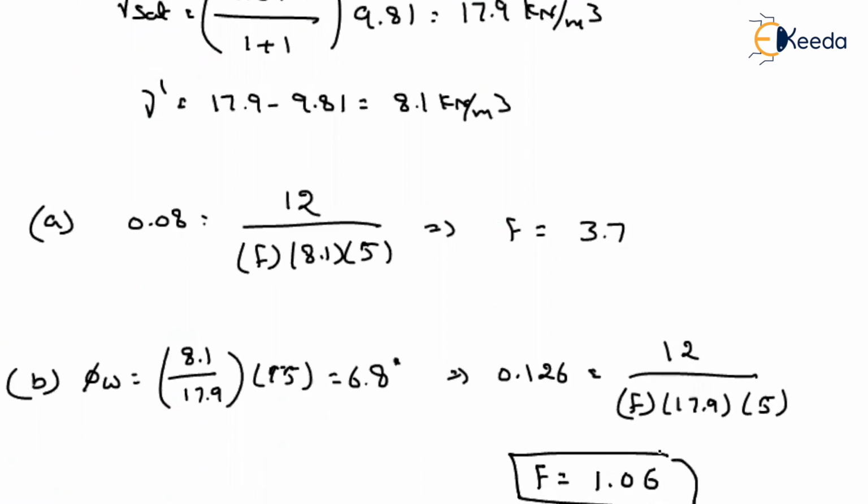See, if it is submerged, what is the factor of safety? 3.7. If it is a sudden drawdown, the factor of safety is 1.06. So your factor of safety is reduced nearly 3 times. So wherever there is a sudden drawdown, that is a very disastrous case, and there is a probability that in most cases failure will occur. So if it is a submerged condition, we have to use gamma dash. If it is a sudden drawdown, we have to use gamma saturation.